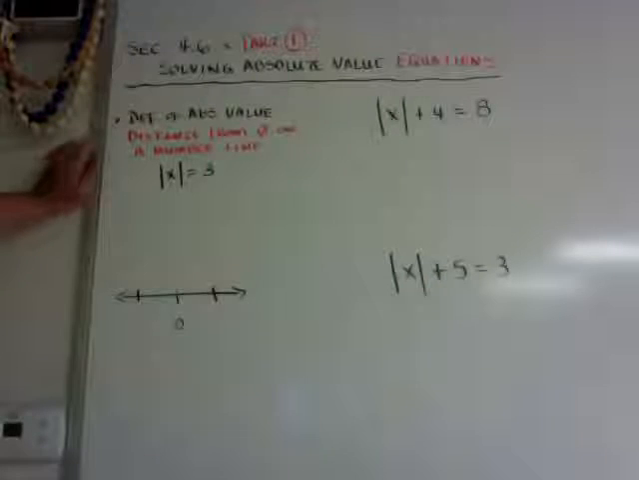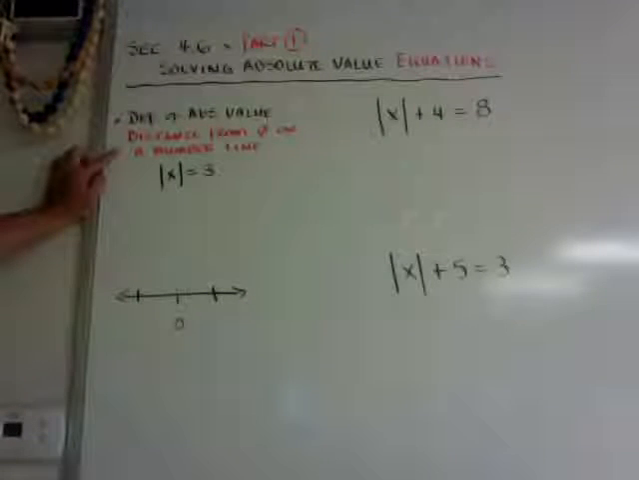Okay, so before we begin, a reminder, definition of absolute value. It's the distance from zero on a number line. So if you remember, absolute value cannot be a negative number. Okay, so remember that. Cannot be negative because you cannot have a negative distance.